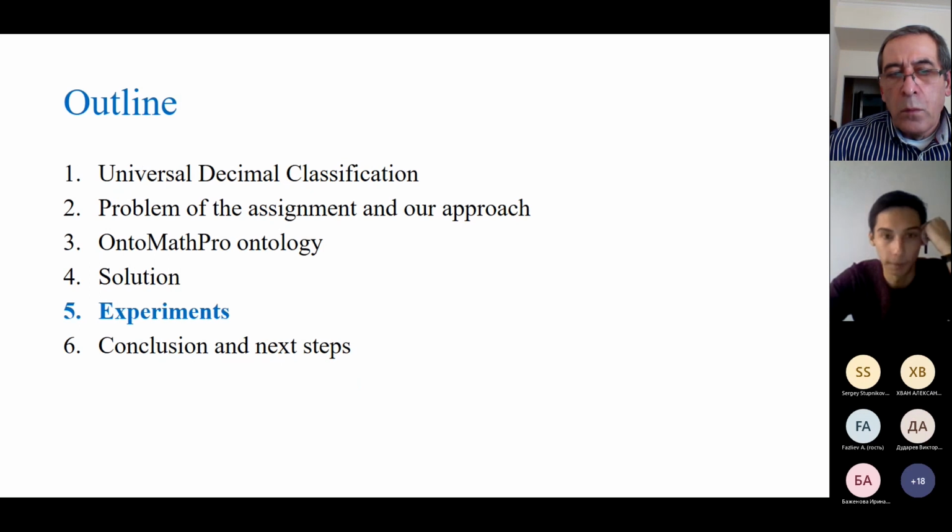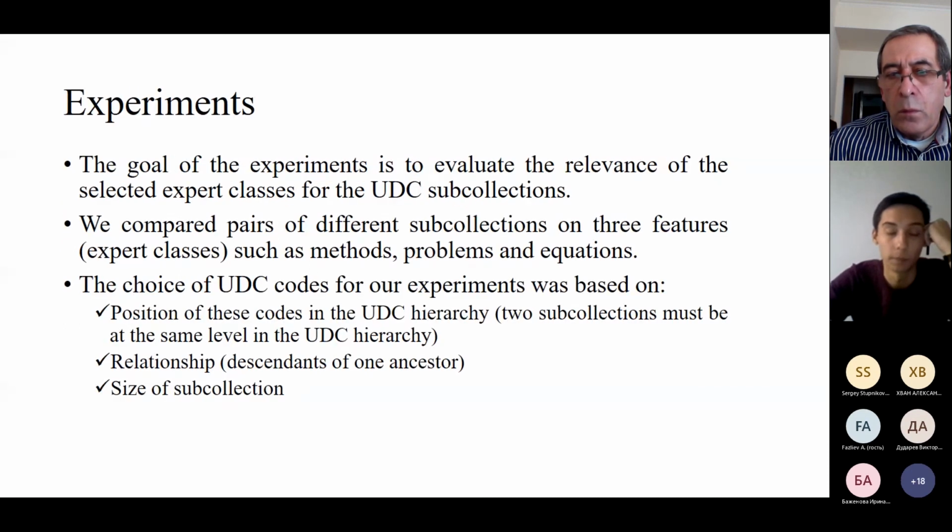Подробнее об экспериментах. Правила эксперимента. Мы попарно сравнивали коллекции УДК по уравнениям, задачам и методам. Требования к подколлекциям: они должны быть одного уровня в иерархии УДК, из смежных областей и одинаковой размерности.